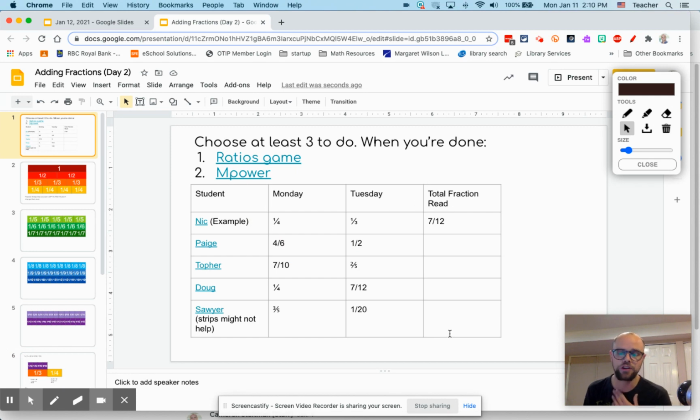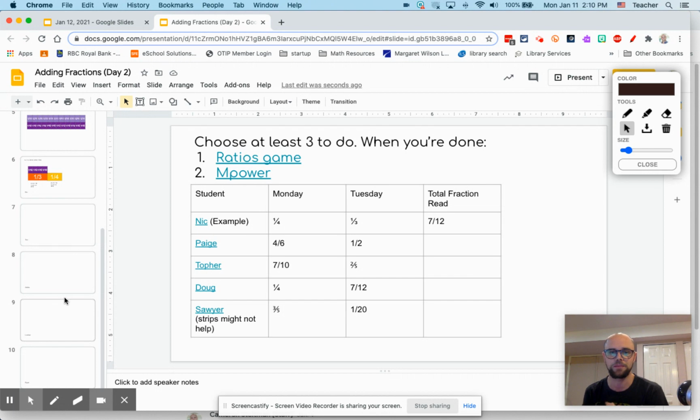They put in their answers here, so when I check it on Classroom, I can see who's done. I can go in and I can see exactly what's happened. It makes a world of difference. So I hope that helps.